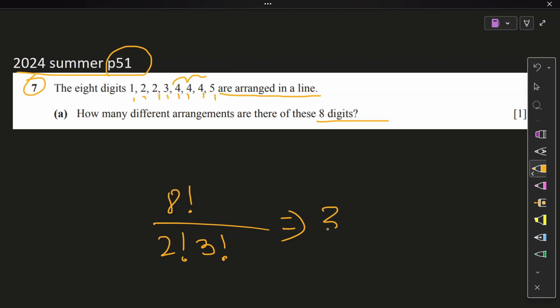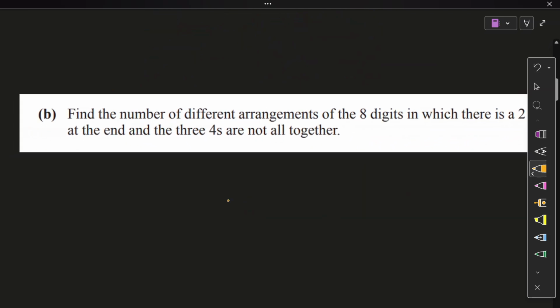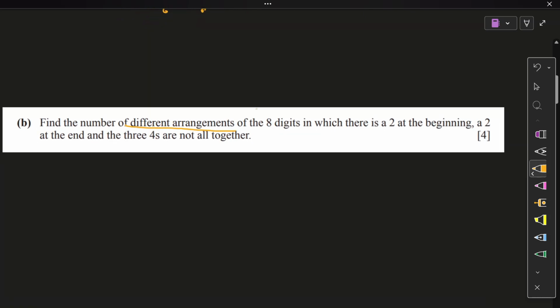The answer is 3360 ways of arrangement. Easy question, free 1 mark secured. Here we go. Next part states find the number of different, keep in mind, different arrangements, not probable, right? Of the eight digits in which there is a 2 at the beginning, a 2 at the end, and the three fours are not all together.